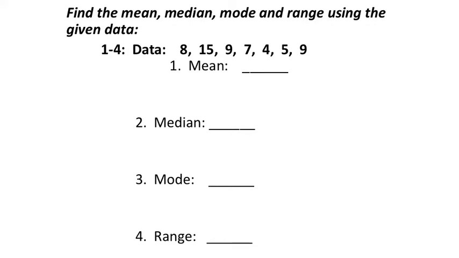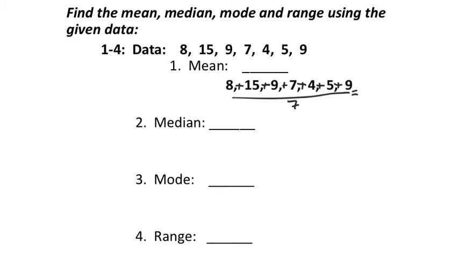So mean, median, mode, and range on this one, one through four. Let's start with the mean. To find the mean, we take all of these numbers and add them together: 8 plus 15, plus 9, plus 7, plus 4, plus 5, plus 9. Then I'm going to divide all that by the number of values, which is 7 numbers. When I put this into the calculator, it will tell me the answer.